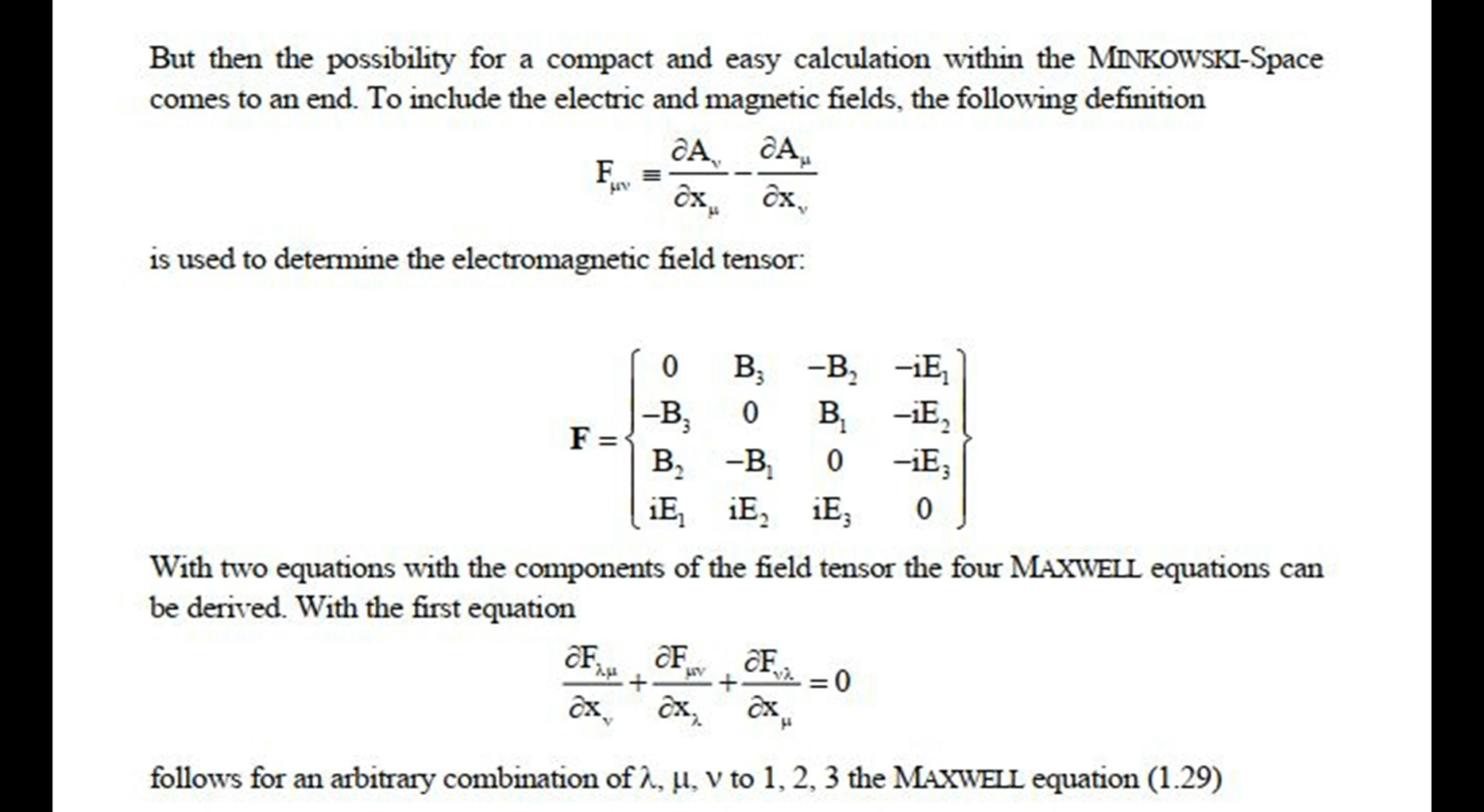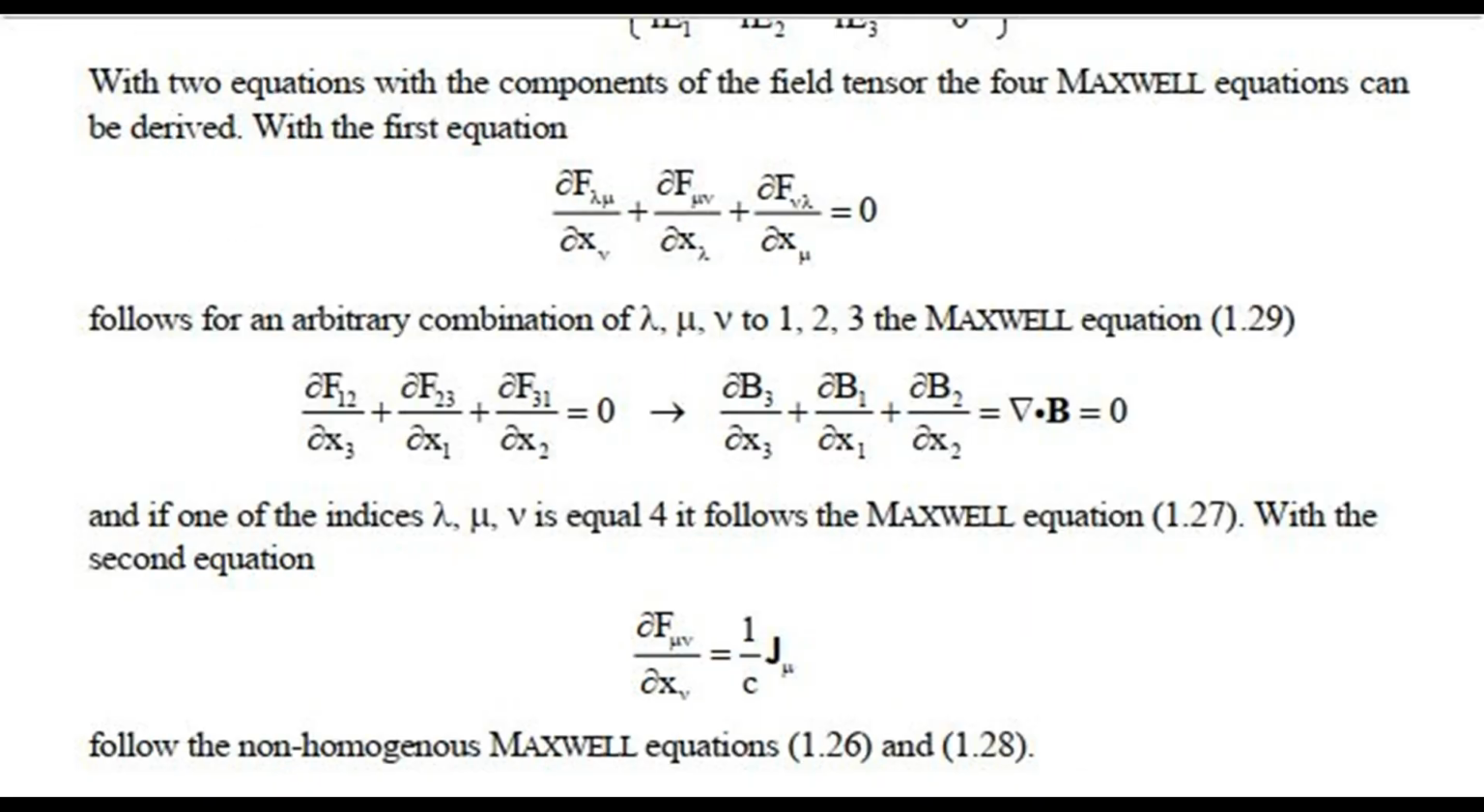With two equations with the components of the field tensor, the four Maxwell equations can be derived. With the first equation, follows for an arbitrary combination of L, M, N to 1, 2, 3 the Maxwell equation 1.29. And if one of the indices L, M, N is equal to zero, it follows the Maxwell equation 1.27. With the second equation, follow the non-homogeneous Maxwell equations, 1.26 and 1.28.